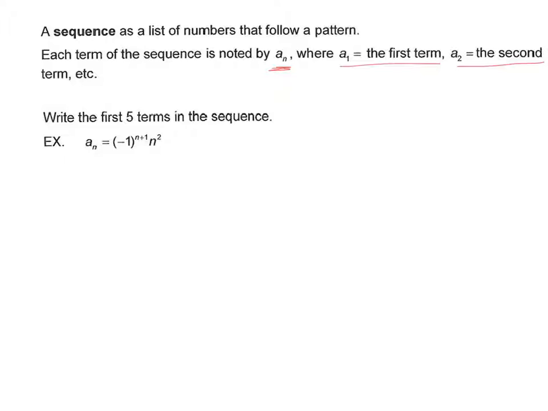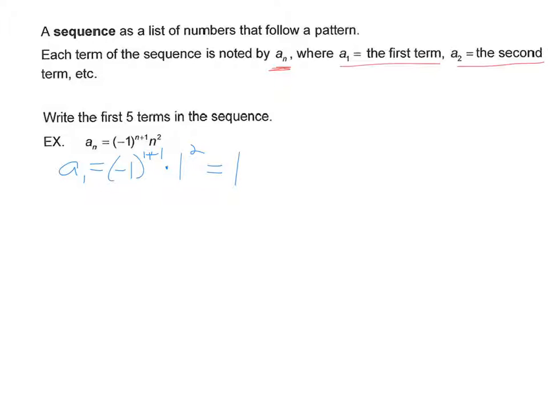Our first example says write the first 5 terms in the sequence. So we'll start with n equals 1, and then I'll put a 1 everywhere I see an n. So that would be A sub 1 equals, so A sub 1 is the first term, negative 1 to the power of 1 plus 1 times 1 squared, which all equals 1.